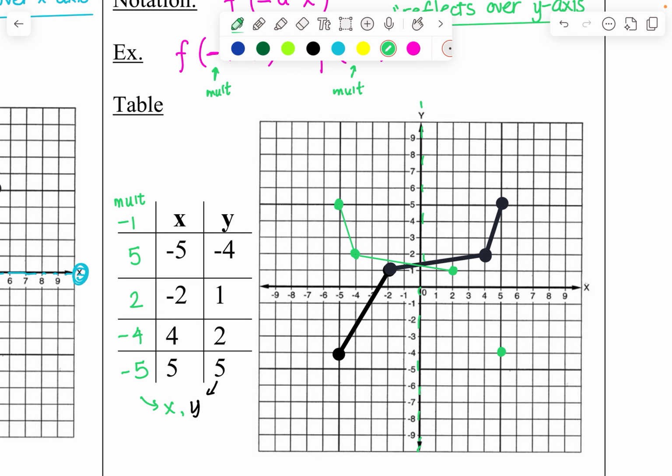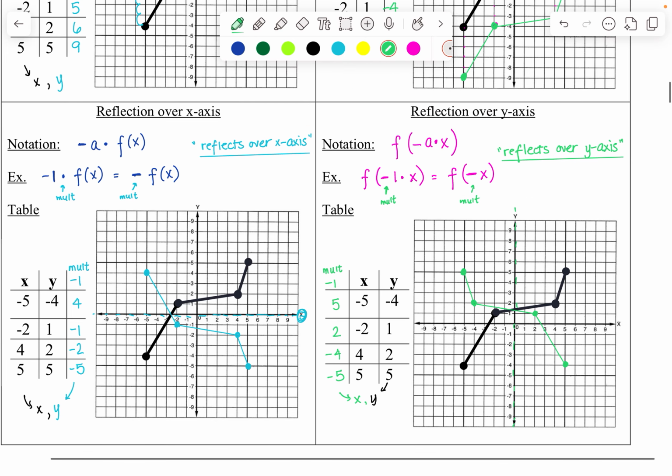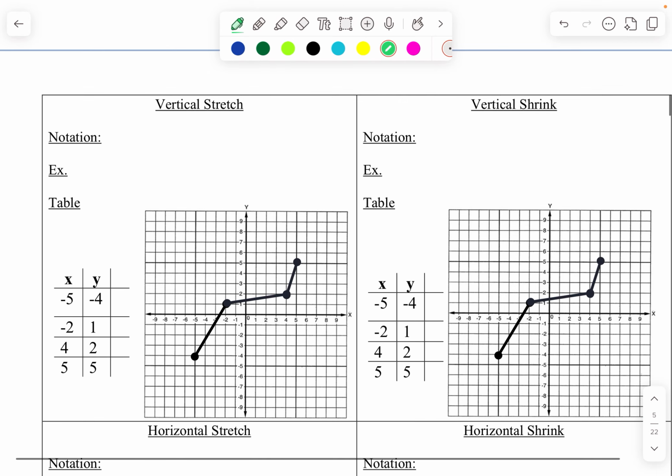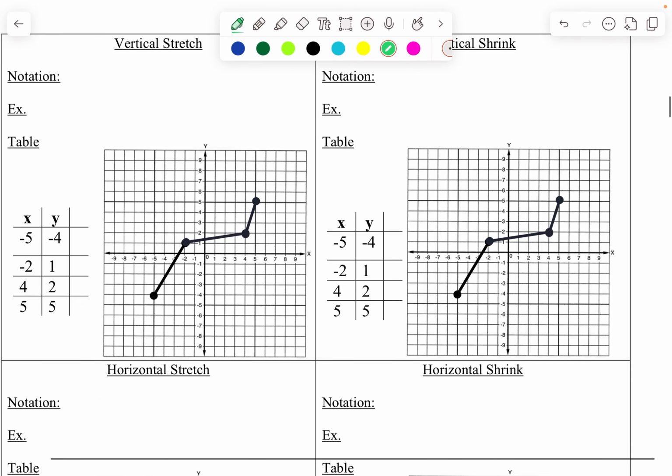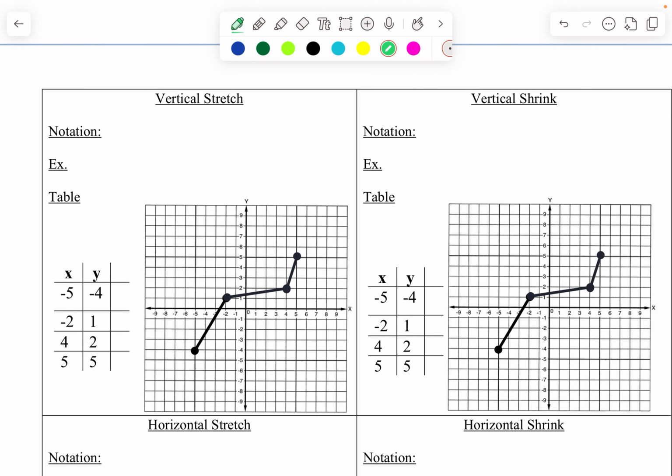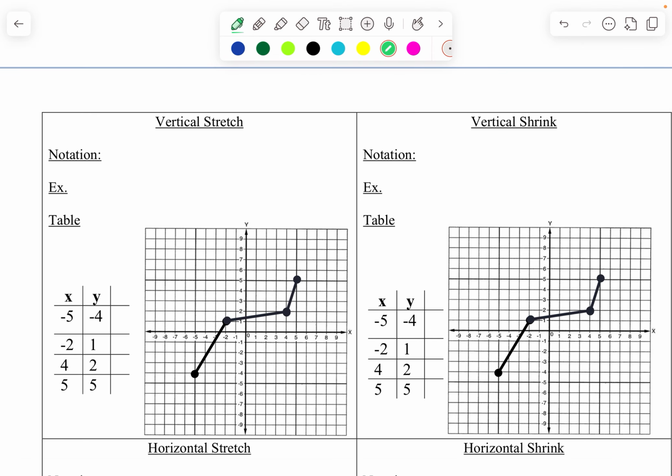Connect all your points, and you can clearly see the reflection over the y-axis. Okay, turn the page. We're going to talk about stretches and shrinks. Two types of stretches, two types of shrinks. We've got a vertical stretch and a horizontal stretch, and we've got a vertical shrink and a horizontal shrink. Let's talk about vertical stretches and vertical shrinks first.